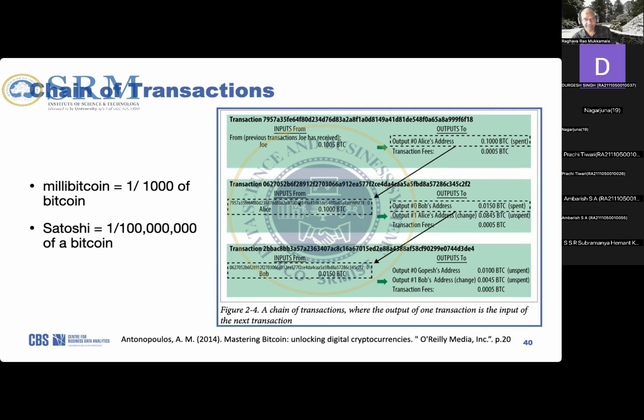And when Alice got 0.10 bitcoins into her wallet, she creates a new transaction, transferring 0.015 bitcoins towards the cup of coffee, again to Bob's address, right?